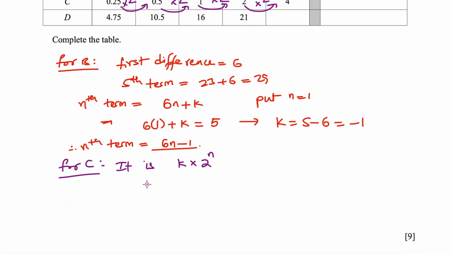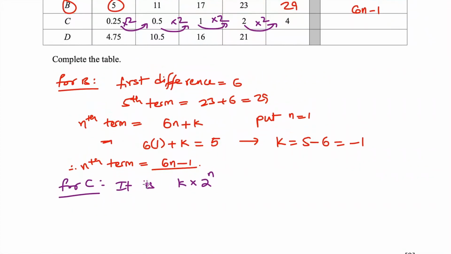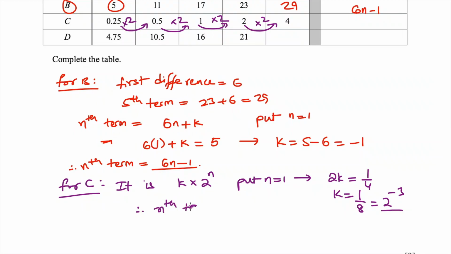Because each one is getting multiplied with 2, and so putting n is equal to 1, what will I get? 2k would be equal to 1 by 4, or k is equal to 1 by 8, which is 2 power minus 3. So therefore nth term would be equal to 2 power n into 2 power minus 3, which is 2 power n minus 3. This is an exponential term. This is also an easy part.